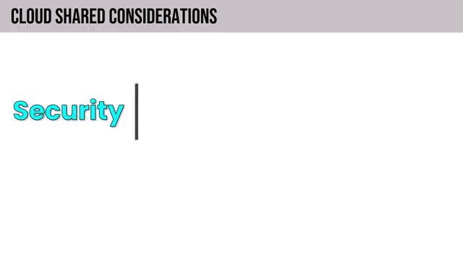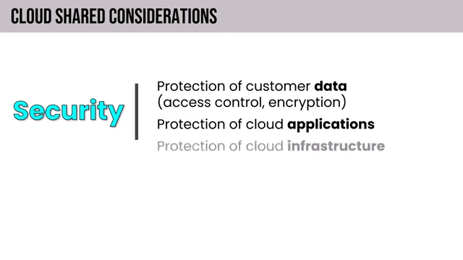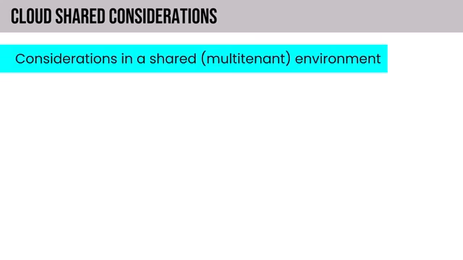So let's talk about security as a shared consideration. Protection of customer data, access control, data encryption, very important. Protection of cloud applications against attacks, for example, attacks of scale like distributed denial of service. Protection of cloud infrastructure, the underlying servers, storage, and network running the environment. The shared responsibility model explains who is responsible for security in each model and scenario. We talked about that earlier in this video. If you skipped over the shared responsibility model, go give it a watch.